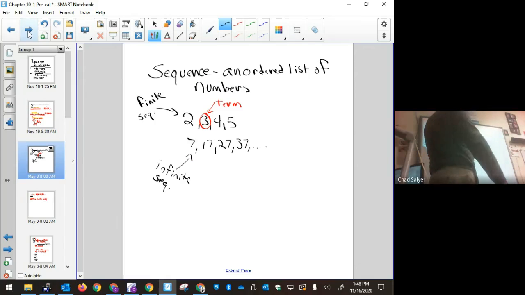A sequence is an ordered list of numbers, and you can have a finite sequence or an infinite sequence. In other words, it could go on and on forever, or it could have a certain number of terms, and each individual element in the sequence is called a term. So they can be finite or infinite. Finite ones are boring. We don't do a whole lot with them. Infinite ones are more interesting. There's a lot more mathematics we can do with an infinite list.